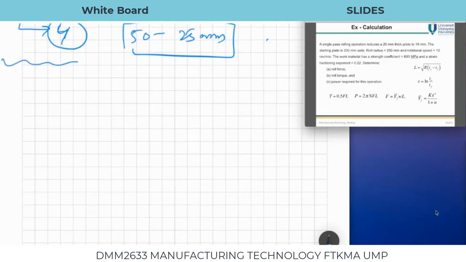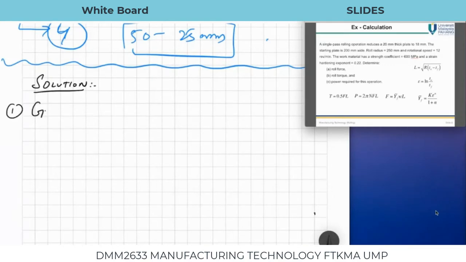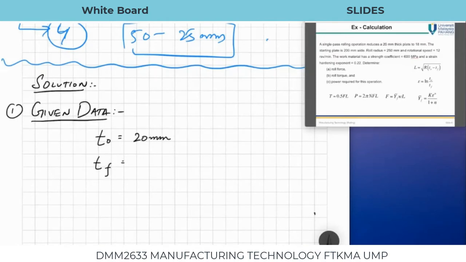So we move to numerical number two. Solution. Number one is the given data. A single pass rolling operation reduces a 20 millimeter thick plate, so initial thickness T naught is equal to 20 millimeter, and final thickness Tf is equal to 18 mm. The starting plate width W naught is given as 200 millimeter.